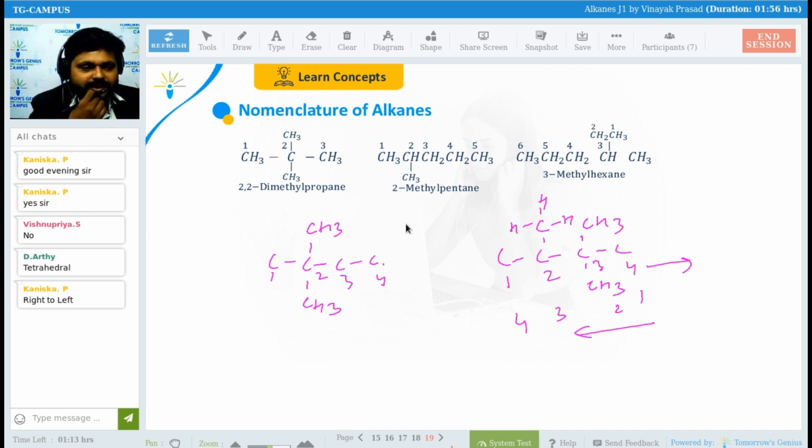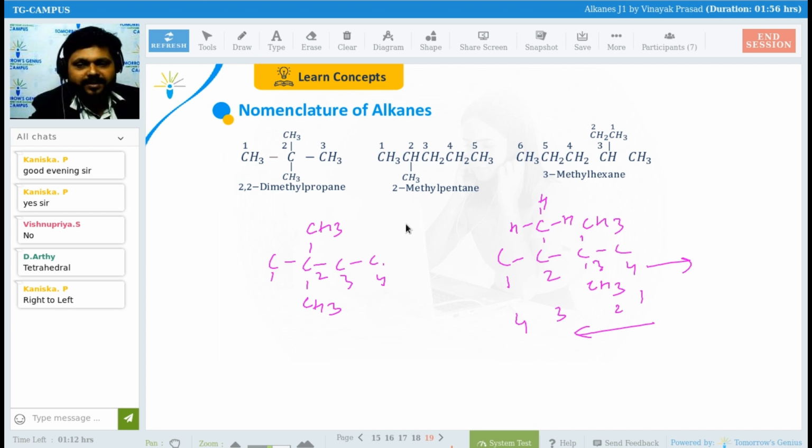Right to left, Vishnupriya right to left, Kanishka right to left. Everyone is giving the right to left answer. This is the most correct answer. This is the correct answer. Getting my point? So now you have understood these things, so now you can easily give this answer.